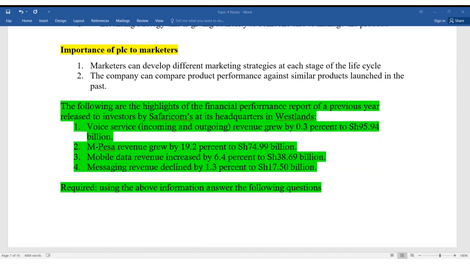Messaging declined. This is obvious. Declined by 1.3%. It means the previous year, they made more money than they made today. So where do we classify that? At the decline stage.